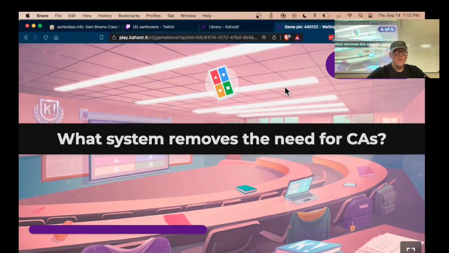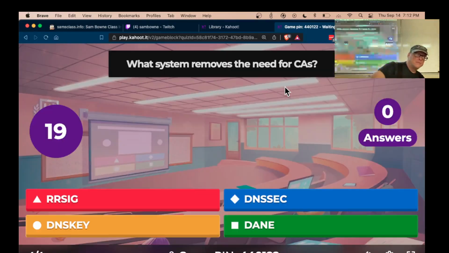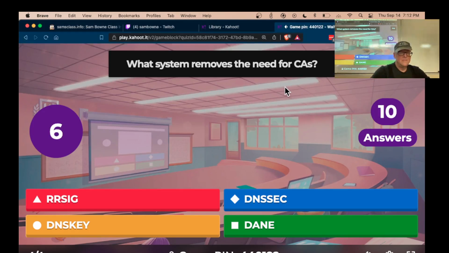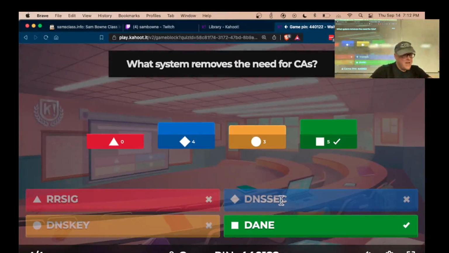All right, and what system removes the need for certificate authorities? This is DANE. DANE signs websites with a chain of trust that leads to the root of DNS instead of to a certificate authority. It's a whole alternative system. It hasn't caught on, but it does exist.